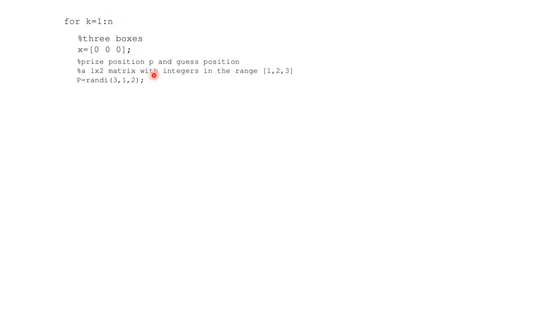We'll make a loop to simulate this process. Remember, there were going to be n experiments. We'll make a vector x with all zeros in it. Those are the boxes. So initially the boxes are all empty. Now we're going to put a prize in one of them, and we're going to guess one of them. So we use the MATLAB random number generator, which generates integers. The 3 here means it generates integers from 1 to 3, and it's a 1 by 2 matrix. So here's an example, 3, 1. We'll take the first of these, call that the first in capital P, and that's where the prize is going to be.